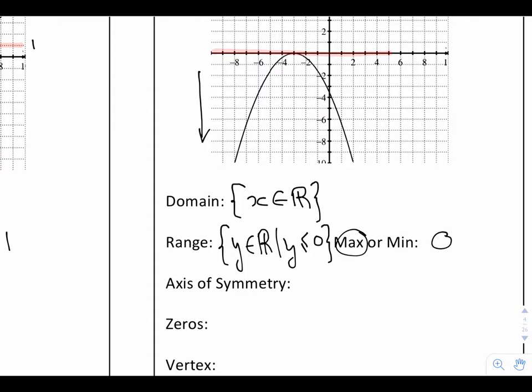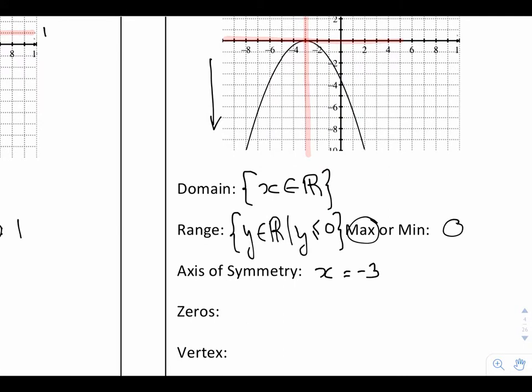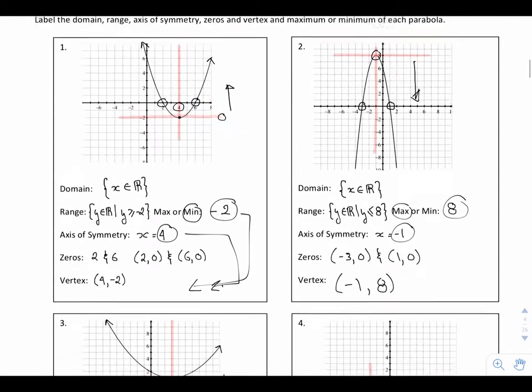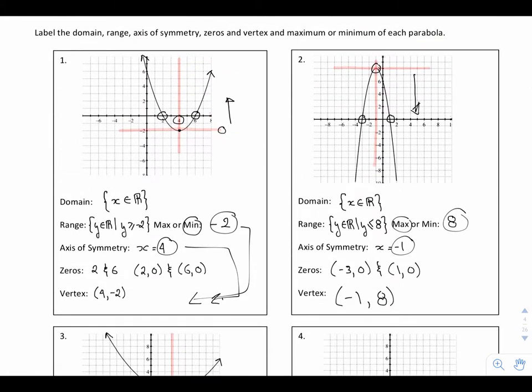The axis of symmetry is what goes right down through here, which is -3. So we have x equals -3. And finally the zeros, well, we only have one, and that is the vertex itself. Oh, made a mistake here. (-3, 0). And the vertex is actually the same thing. So I'm just going to copy this, paste it here, and there you go. So these are all four functions with some properties about their graphs listed for you.